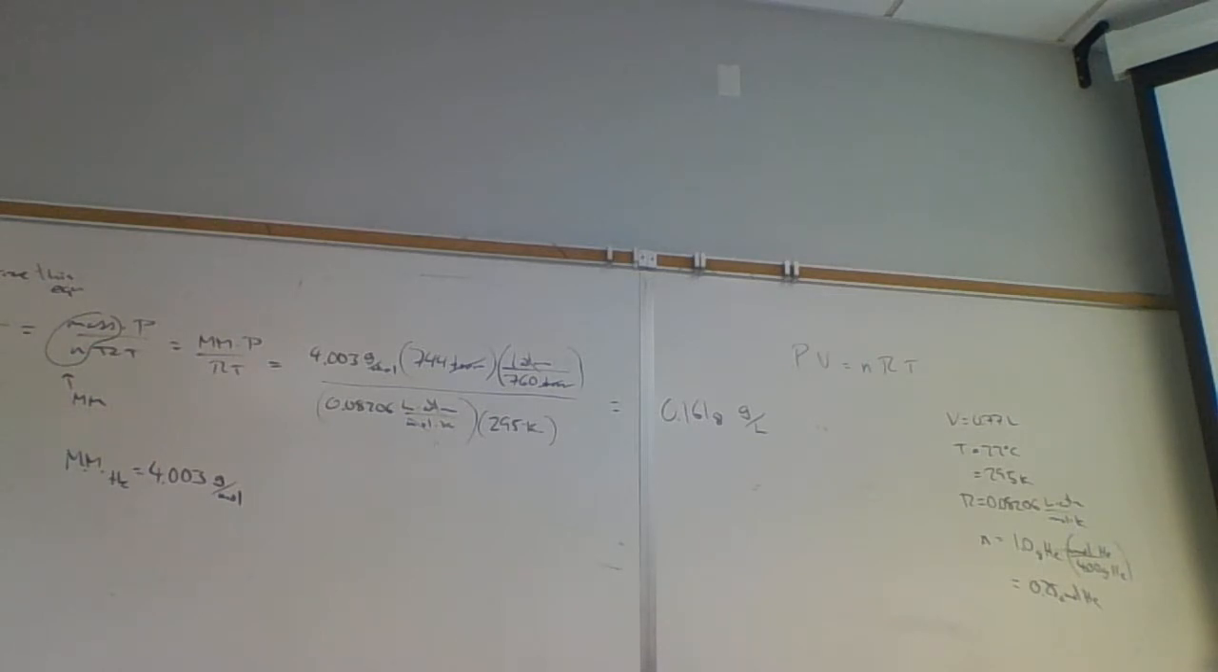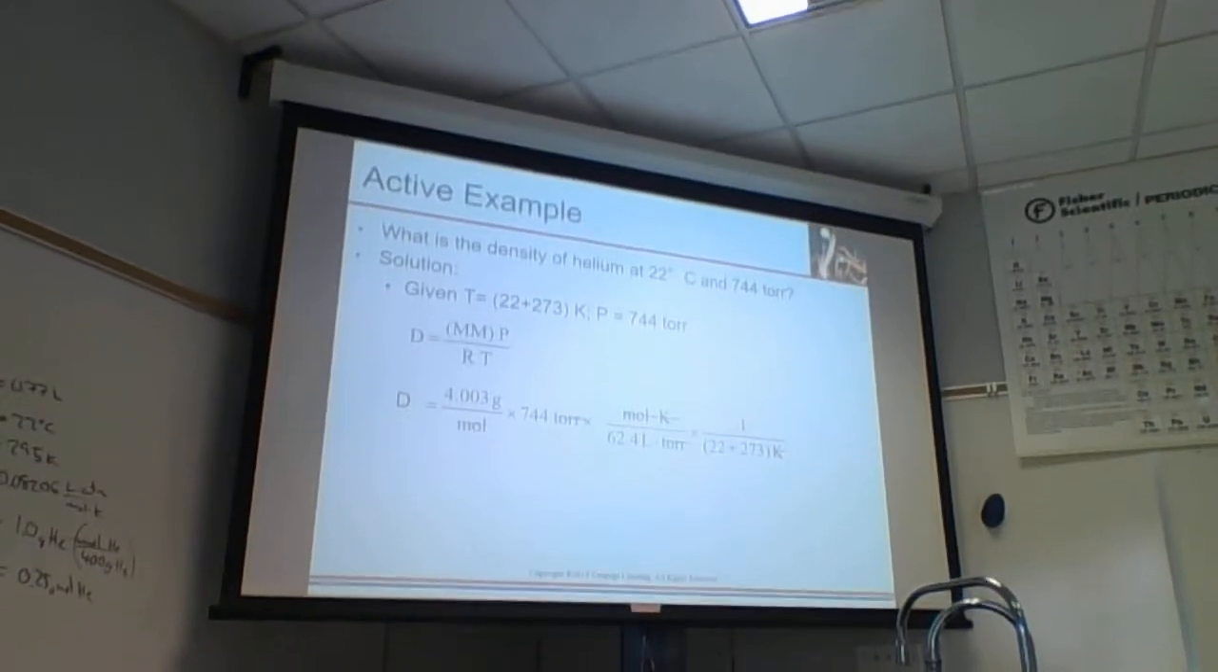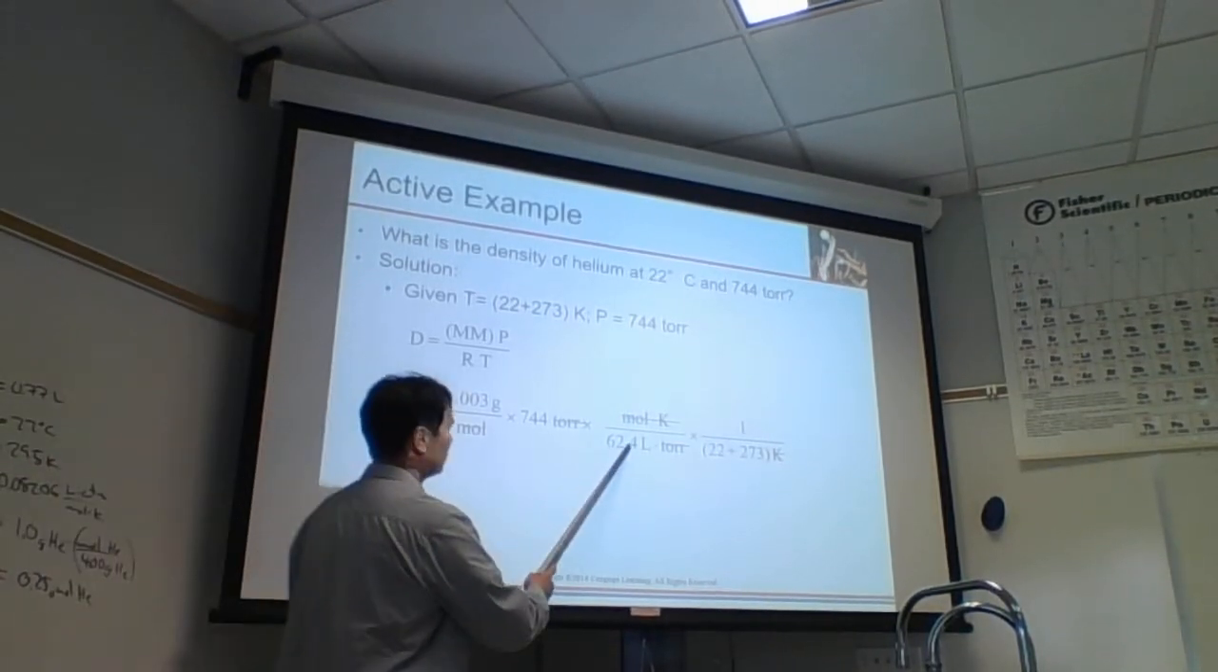So here they have the equation. Density is equal to the molar mass times pressure over RT. That's what we have here. Molar mass times pressure over RT. What's different about our equation and their equation? The way they converted the torr, right? They didn't convert torr. Where did this 62.4 liters come from?